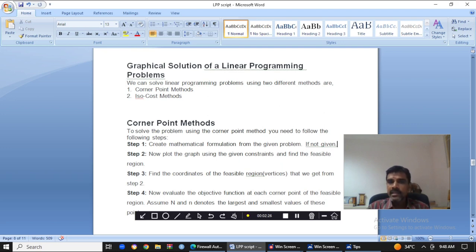Then the third step is, after confirming the feasible region, you have to find the coordinates of the feasible or boundary region. Then the last step is, after finding the coordinates, you substitute the coordinates in the objective function, which is called z, maximum or minimum based upon the problem. Now we will take a basic problem and try to solve it using the graphical method with corner points.